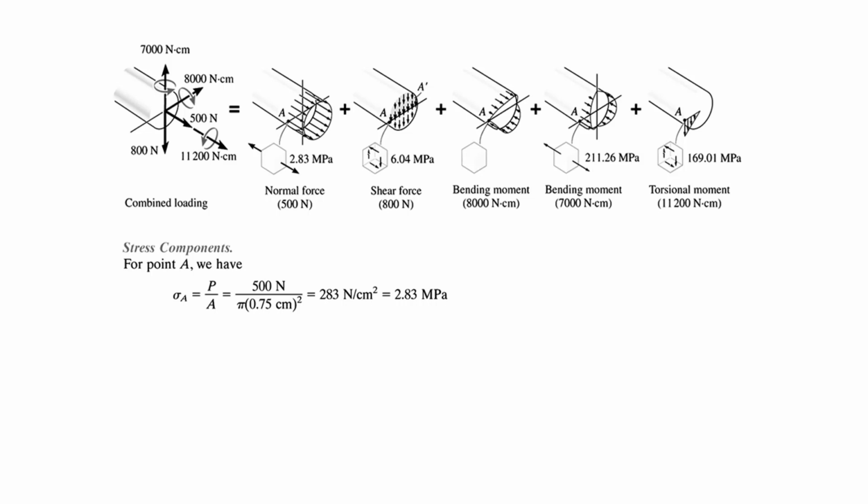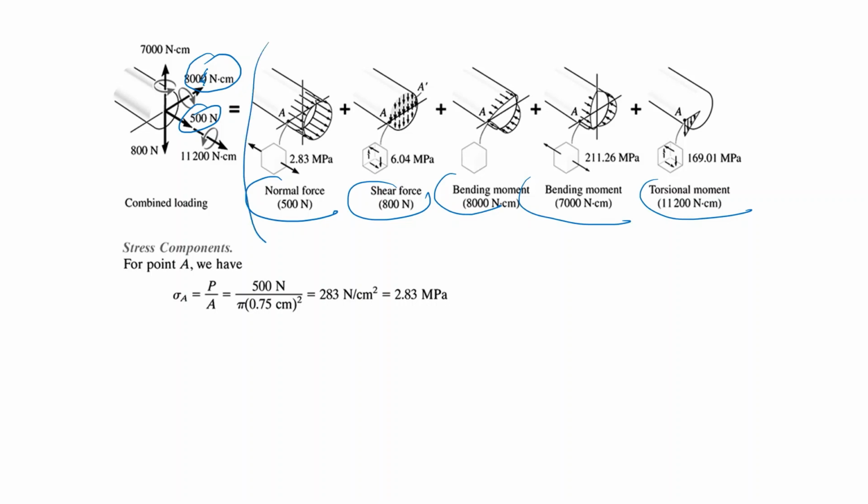You see a normal force, a shear force. Your normal force is 500. Your shear force is 800. You have two bendings and one torsion. So the next step for combined loading analysis is to calculate the stress distribution for these section loads and moments one by one. Let's start with the normal force.